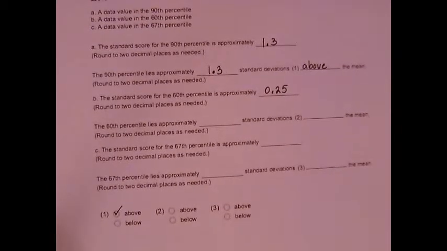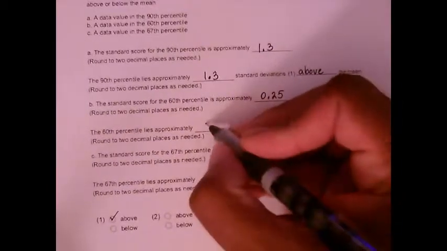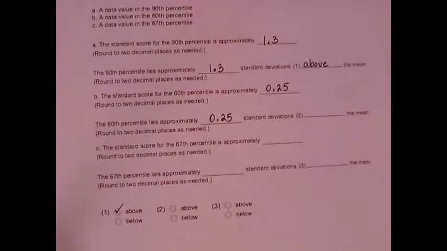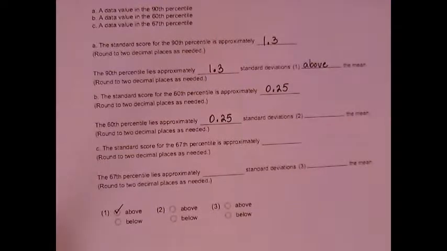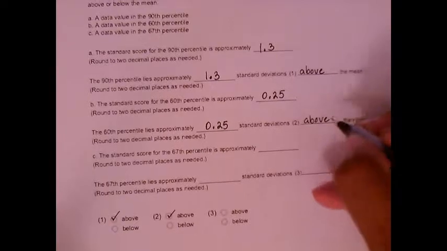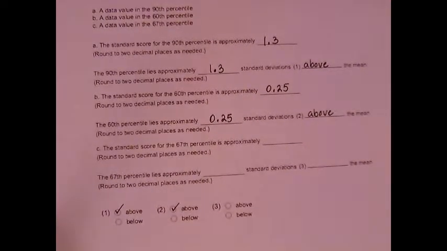Now, the 60th percentile lies approximately, and a z-score means that number of standard deviations, here 0.25 standard deviations. Since it's positive, it's going to be above or below. In this case, above. It is positive. So we're talking about 0.25 standard deviations above the mean.